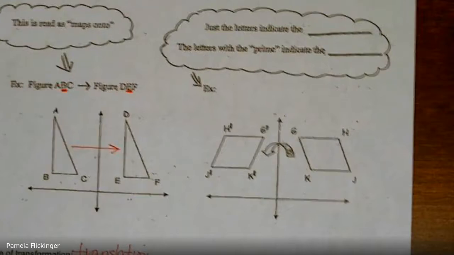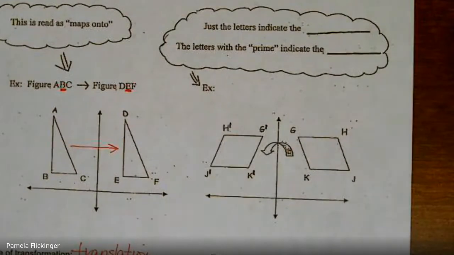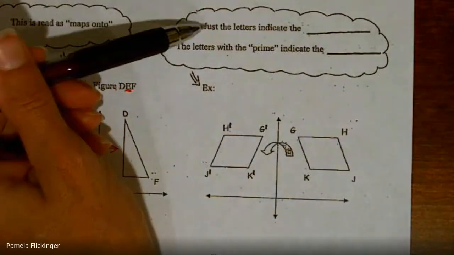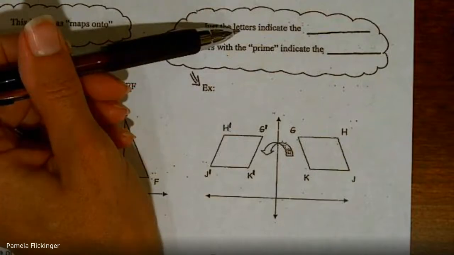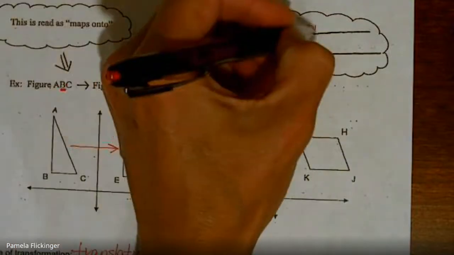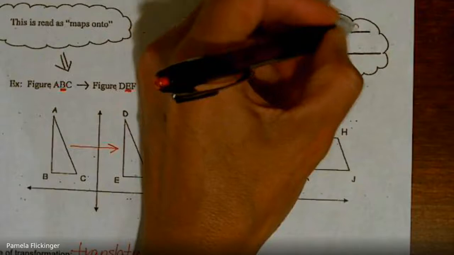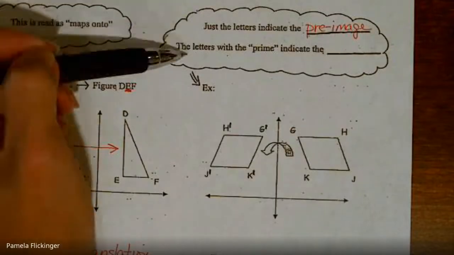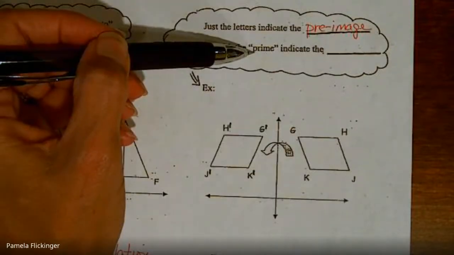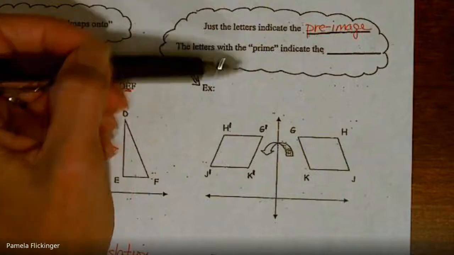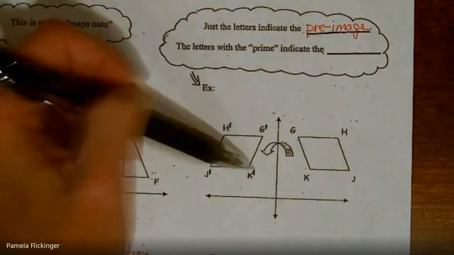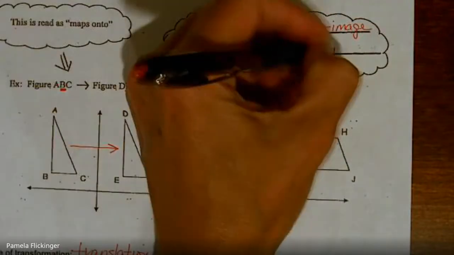The other way is to look for the little prime symbol. So the figure that has just the regular old letters, that's the pre-image. When it has the prime, which are these little tick marks that we see here, tick, tick, tick, tick, that's going to be your image.